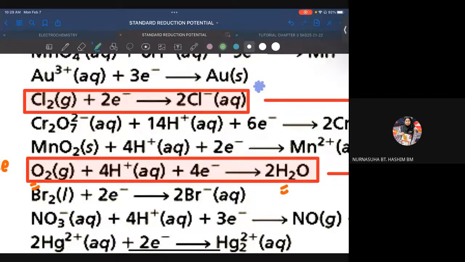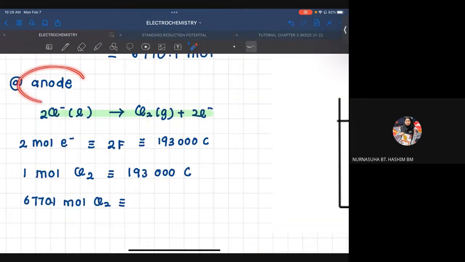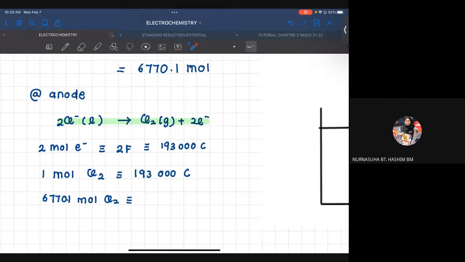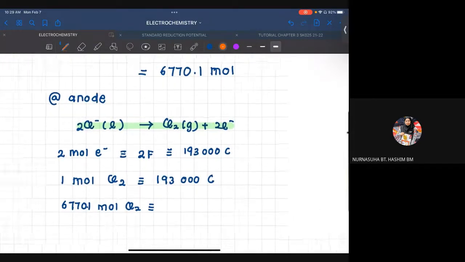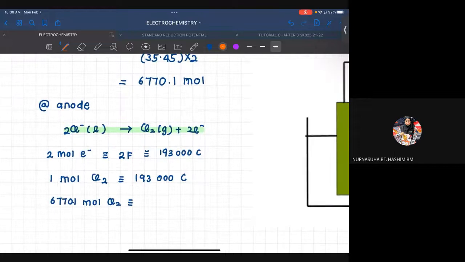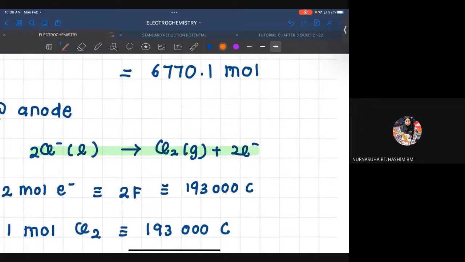Cuma, you jangan tiru dia sebulat-bulat sebab ini adalah reduction, sedangkan ini adalah equation dekat anode. Anode oxidation. So, kita terbalikkan. Okay, ataupun awak rasa, macam renyah lah madam nak tengok tu, nak tengok ni. Okay, tak ada masalah. Kalau renyah, madam ajar awak cara.